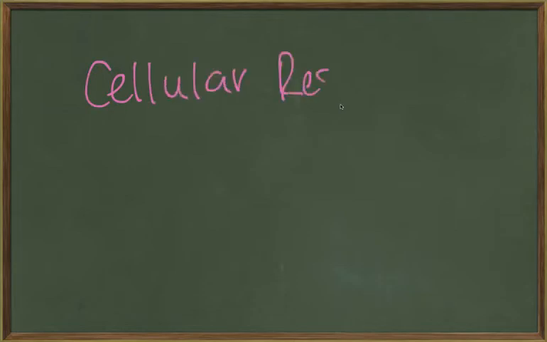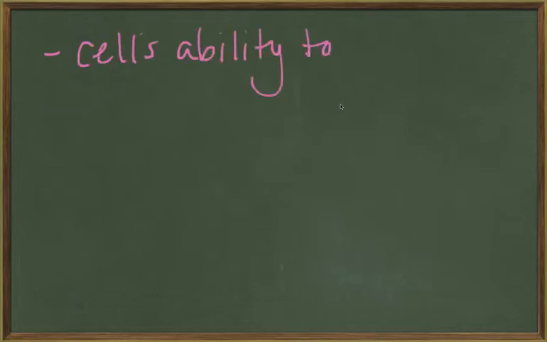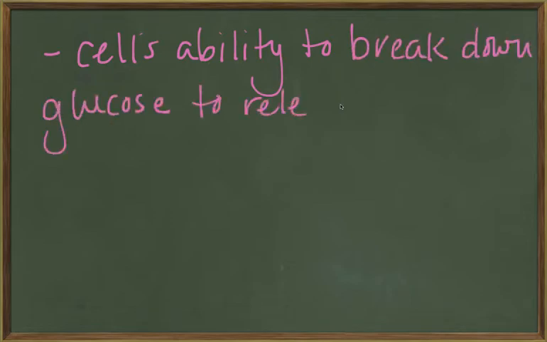In this lecture, we're going to be talking about the first steps of cellular respiration. In order to achieve what our cells need to achieve, they need energy. And the way they get that is through this process of cellular respiration. Let's start with a basic definition of what is the purpose behind cellular respiration. So cellular respiration is a cell's ability to break down glucose to release its stored energy.